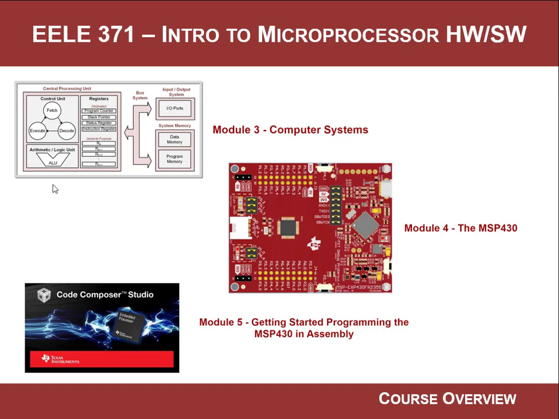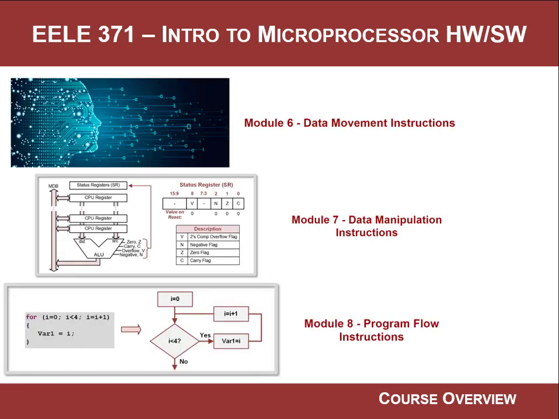Then in Module 5, we start looking at how to actually program the MSP430 in assembly language. So we go through the instruction set and how you actually get started doing that. Then we start working through instructions. We have 3 modules, 6, 7, and 8, that go through all of the types of instructions that a computer can execute. We do data movement instructions, where you move information in and out of the CPU from memory, between memory locations, moving constants into registers, and registers to registers.